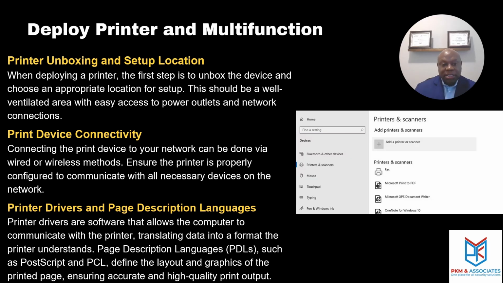From a print device connectivity perspective, connecting the print device to your network can be done via wired or wireless method if it's available. Some are not always available. Some will still require it to be wired only. So you want to check your configuration, and you want to check the features and functions of the printer you purchased. You want to ensure the printer is properly configured to communicate with all necessary devices on the network.